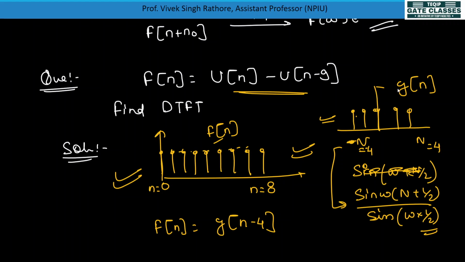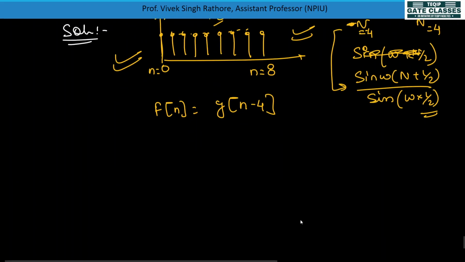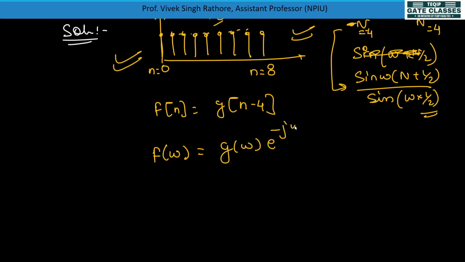So from minus 4 to 4, the values were like this. Let's suppose this was g of n. So f of n is definitely g of n minus 4, because if we shift to the right-hand side, we will get this. So f of n will be equal to g of n minus 4. So obviously f of omega will be equal to g of omega into e to the power minus j omega 4. Okay, and what is g of omega?